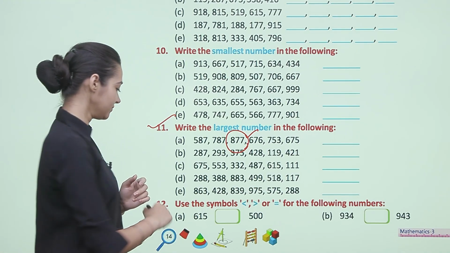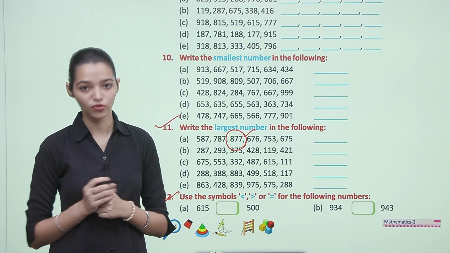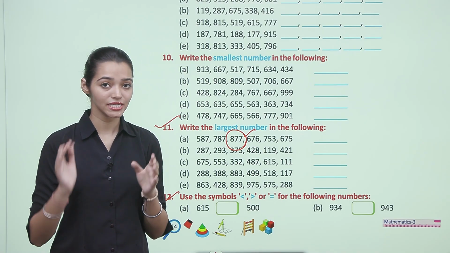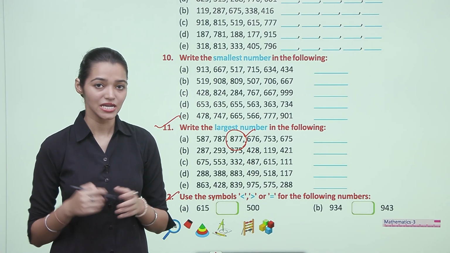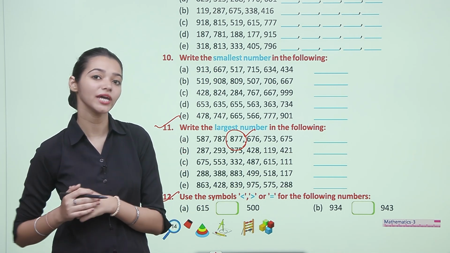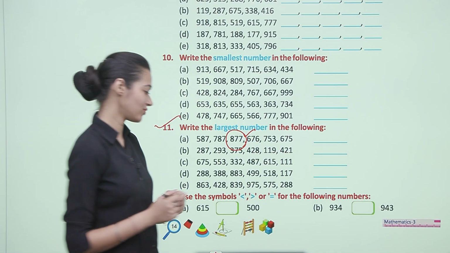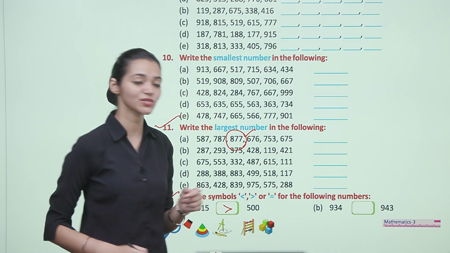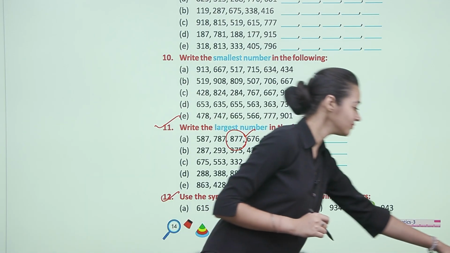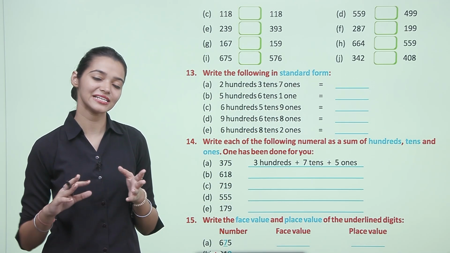Now in the next one, we have to use the symbol greater than, less than or equal to for the following numbers. That means which one number is greater, we will put the sign greater than. If the number is less, we will put the sign less than, and if both the numbers are equal, then we will put the equal to sign in between. So in the first one, which one is the greater number? Very good, 615 is greater than 500. That's how we have to find all the numbers which is greater, less than or equal to.